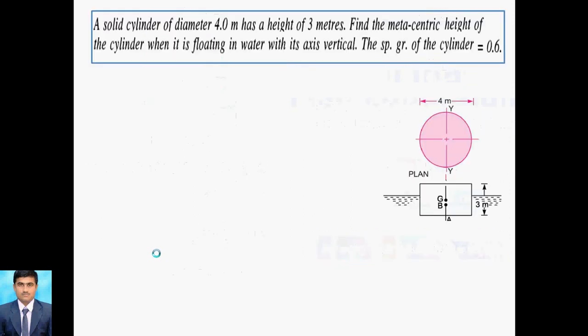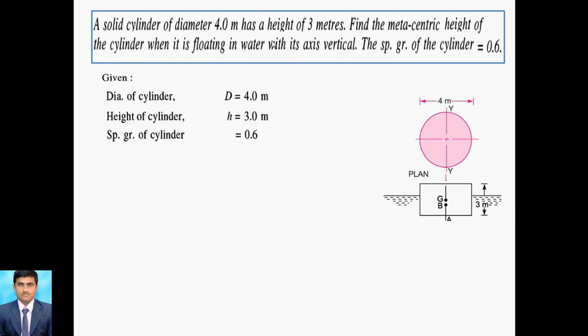Similarly, we can go for the next problem. Here we only calculate the metacentric height. As you know, metacentric height means GM is equal to I upon V minus BG. Here a solid cylinder is given.